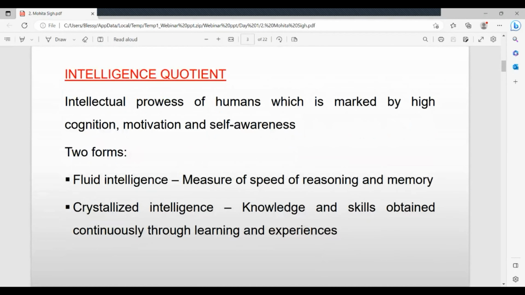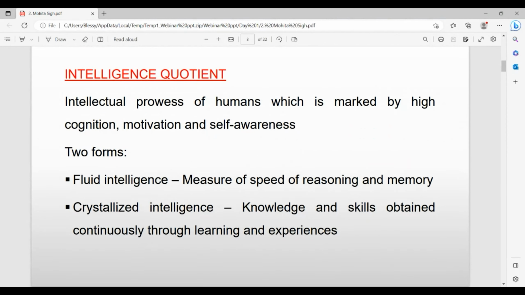Intelligence quotient or IQ is the intellectual prowess of humans which is marked by high cognition, motivation, and self-awareness. There are two forms of IQs, that is the fluid intelligence which measures the speed of reasoning and memory, and crystalline intelligence by which knowledge and skills obtained continuously through learning and experiences are measured.